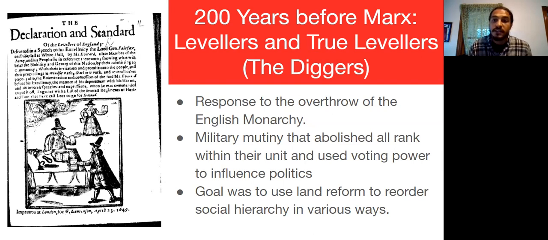200 years before Marx, you had the levelers and the true levelers, which were also known as the diggers. This was a response to the overthrow of the English monarchy. As a matter of fact, the original levelers started as a military mutiny where they abolished all of the ranks in their unit, and they just kind of showed up with the rest of the units while they were supposed to be taking a vote on how they were going to go about things going forward. And they were like, we just kind of want anarchy. We want a land reform. We just want to start over from scratch, and we don't want the monarchy or the aristocracy.